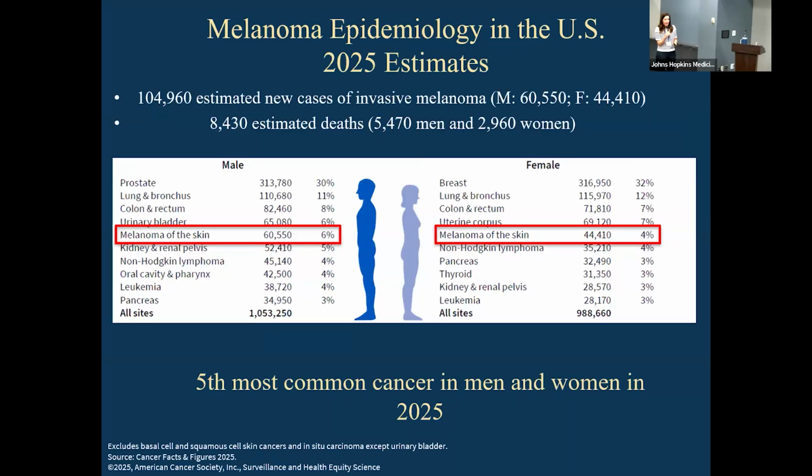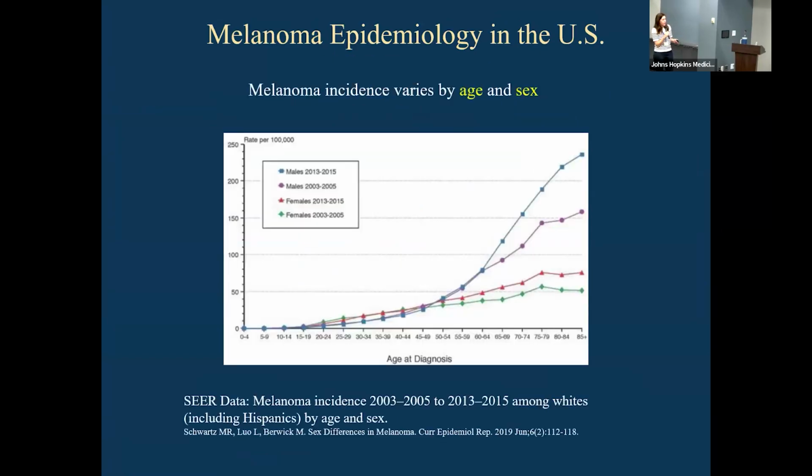So in 2025, melanoma is the 5th most common cancer in men and women. There's about 105,000 estimated new cases of melanoma in the US for this year, more in men than women, with about 8,400 estimated deaths, more in men than women as well.